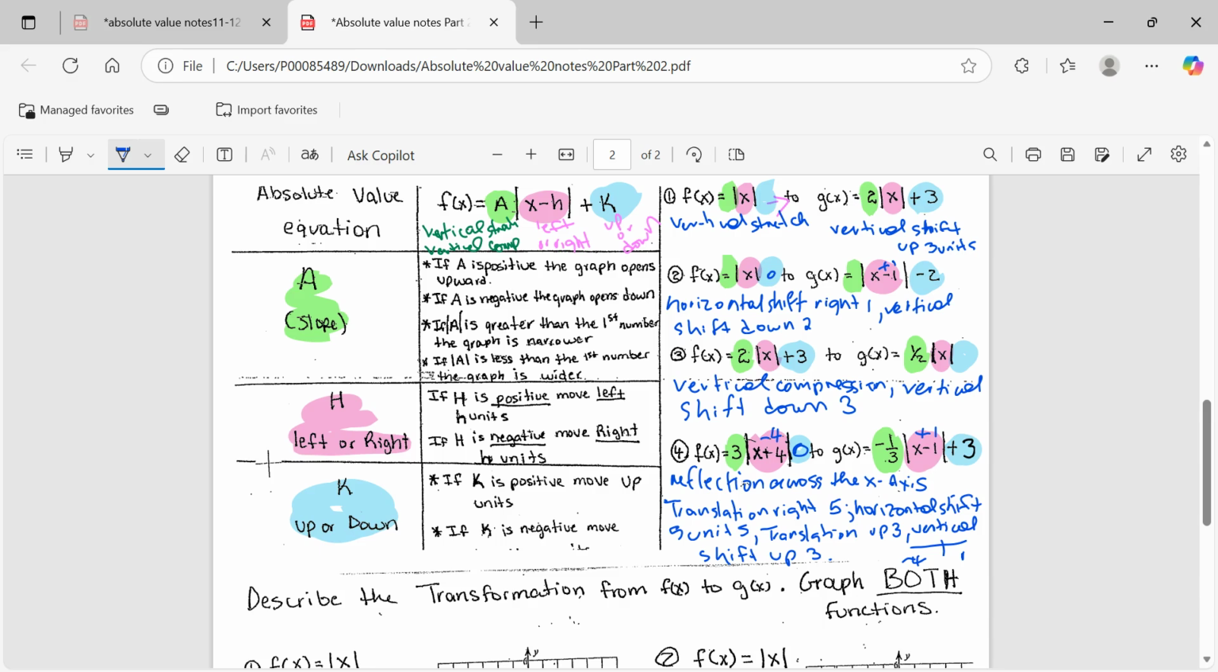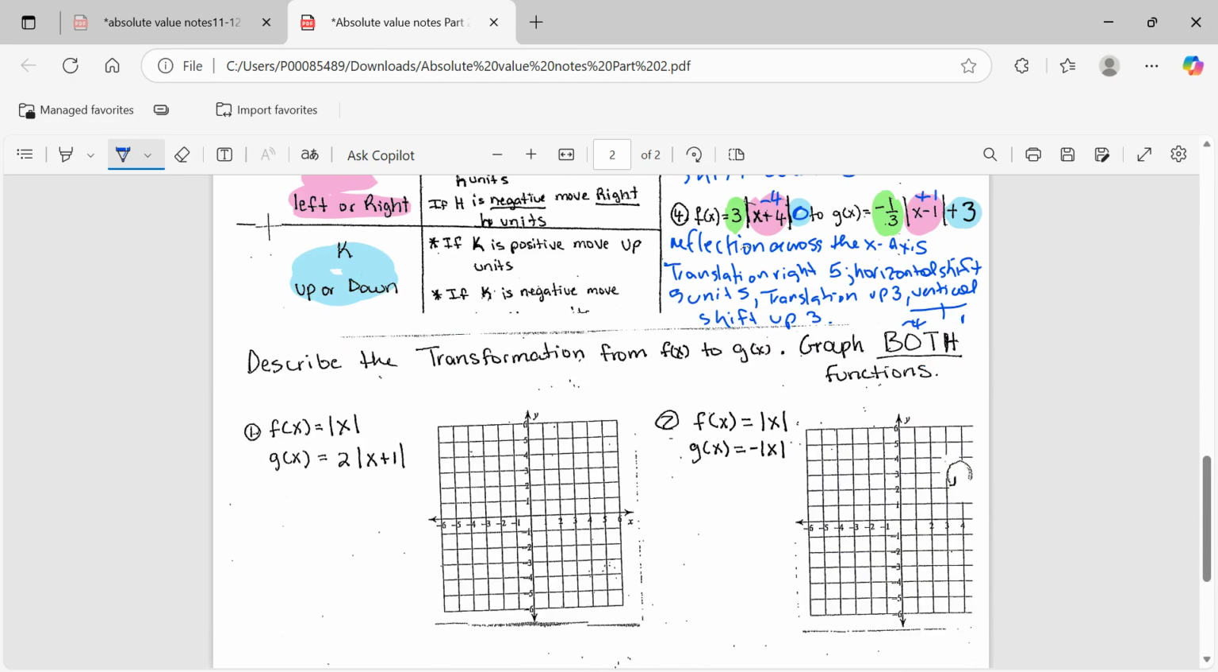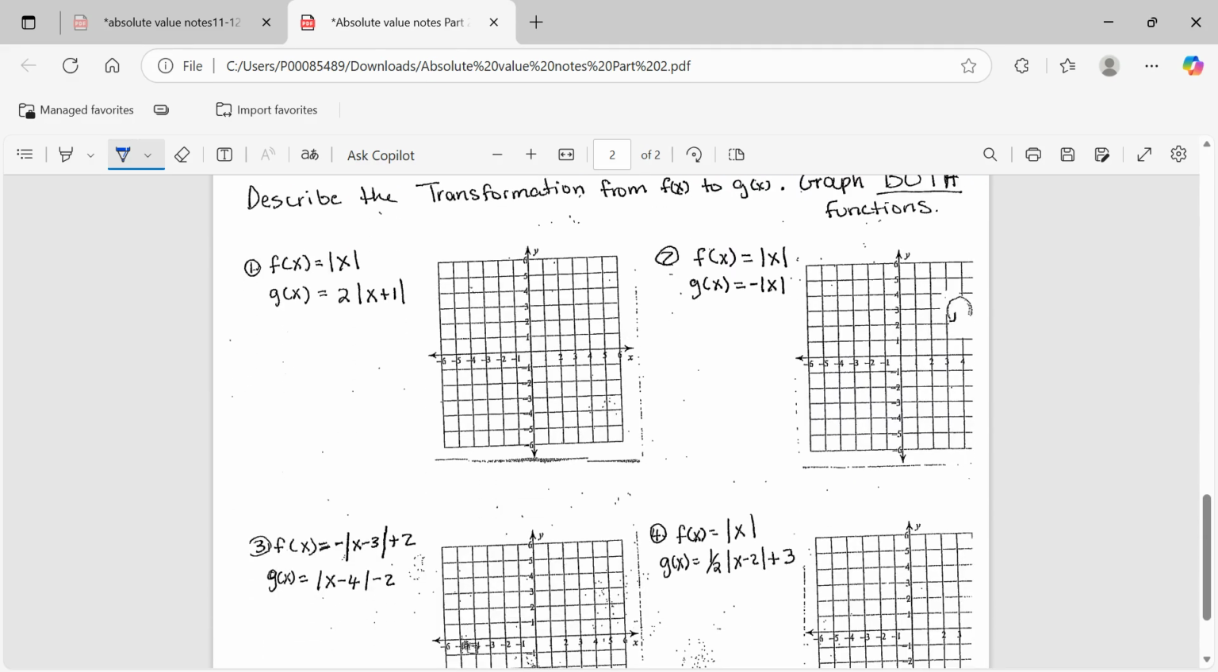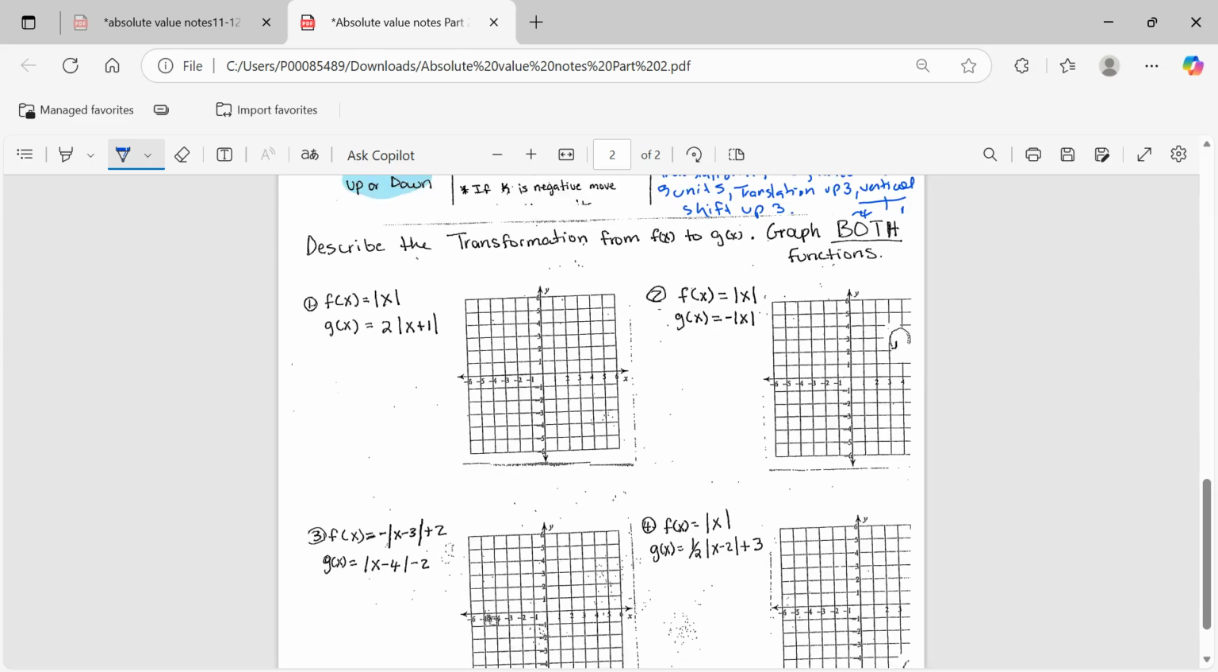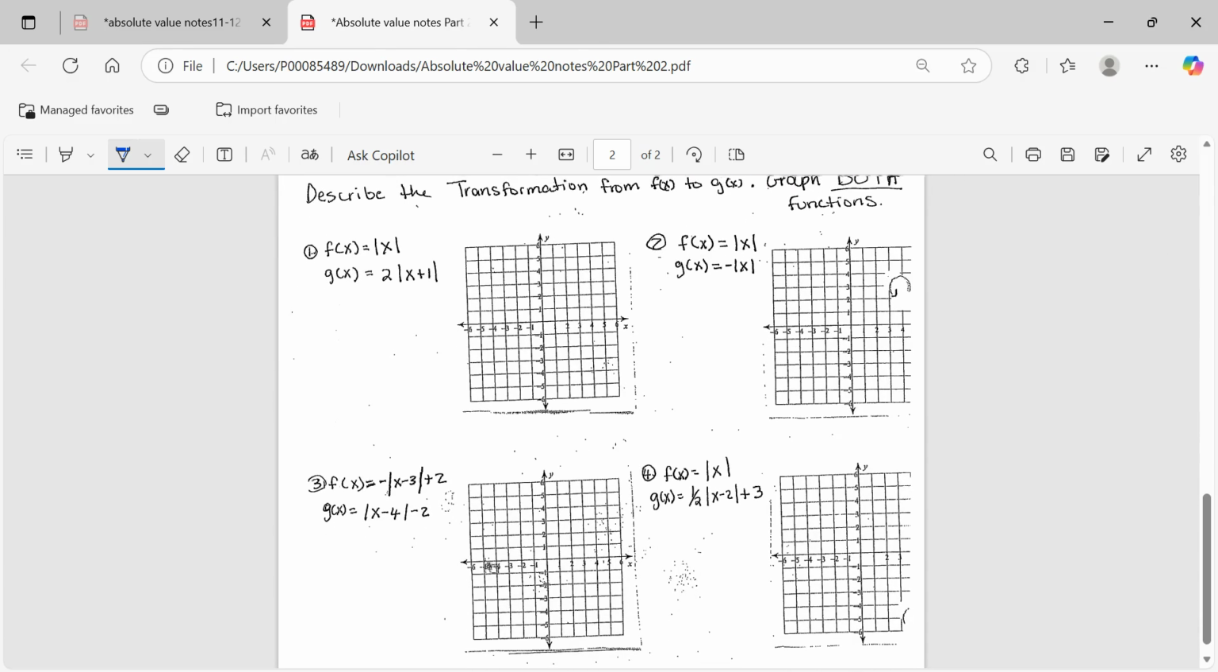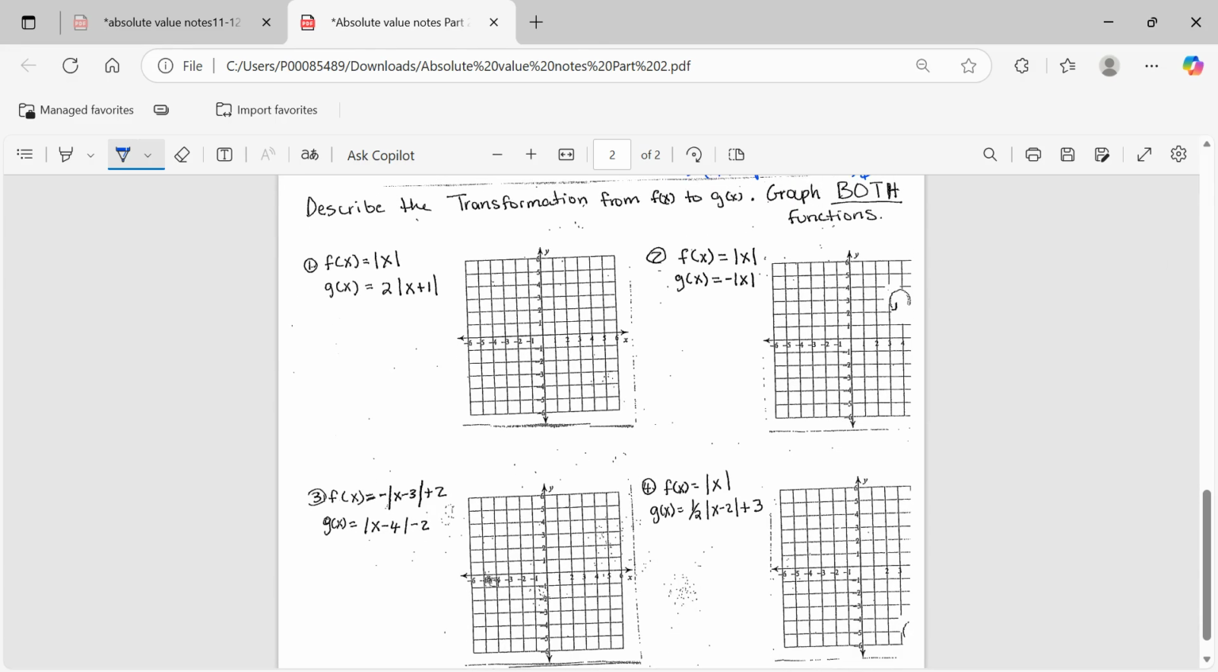All right, so now I want you to pause, and I want you to describe those transformations from f of x to g of x, and I want you to graph both of those functions. So you're doing this graphically and algebraically.